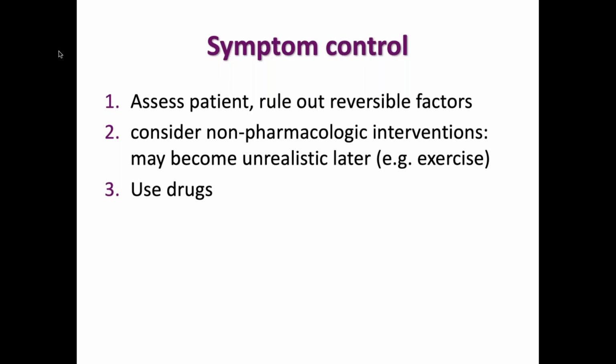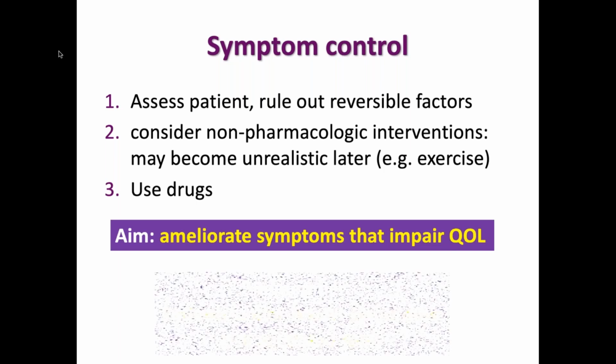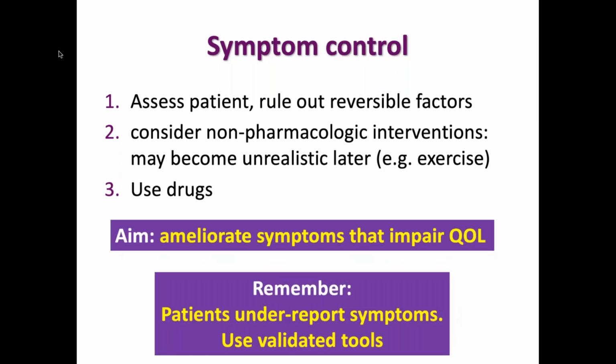And we will need to use drugs. But remember, the aim here is to ameliorate symptoms that impair quality of life. So quality of life becomes supreme here. And also we need to remember that patients often underreport symptoms. So to elicit the severity of symptoms, as I said before, there are validated tools available and we should use them as much as possible.